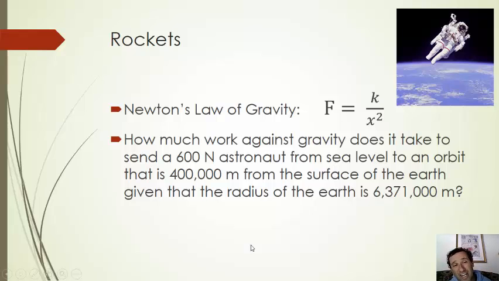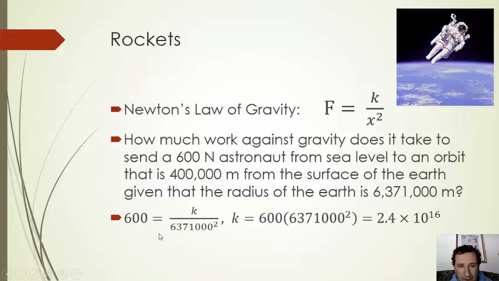Now, rocket science is actually a little bit harder than that, or maybe a whole lot harder than that. First thing is, yeah, you got to send the person, but of course there's the rocket ship. The fuel is changing, then the Earth is moving, and then of course there's air resistance, all kinds of stuff that you got to deal with. But we're just going to keep it simple, and we're just going to look at how much work we have to do against gravity for just the astronaut.